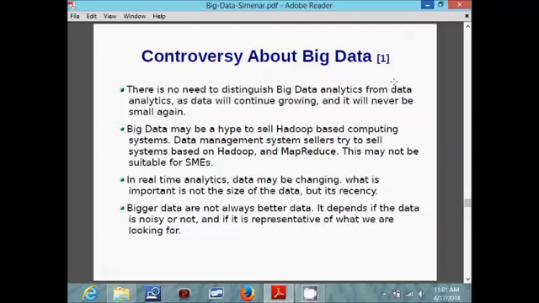Big data may be a hit to sell Hadoop-based computing systems, where data management system sellers try to sell their systems, which are based on Hadoop, which is open source, to companies. This is also a controversial issue. Why use open source technologies to develop your own systems, then sell it to other companies? For some big companies, this can be affordable if they can see benefits from that. But for SMEs, small and medium enterprises, it's not affordable for them, although those systems are based on open source, on Hadoop, for example.